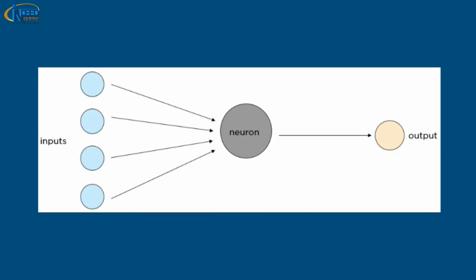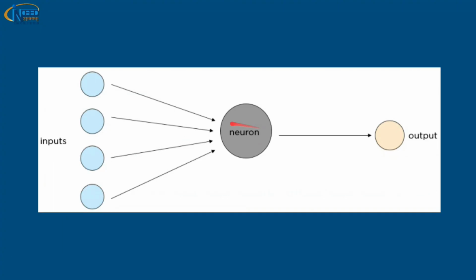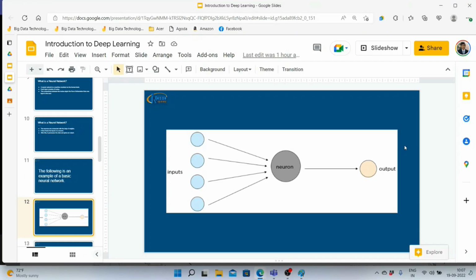So here you can see this is an example. In this particular case, we have certain inputs, the blue colored ones. And then we have the neural network cell, a single cell, and it gives the output. This is what happens. Now, to make it very simple, I'll show you something.